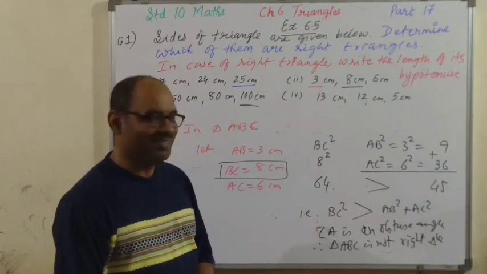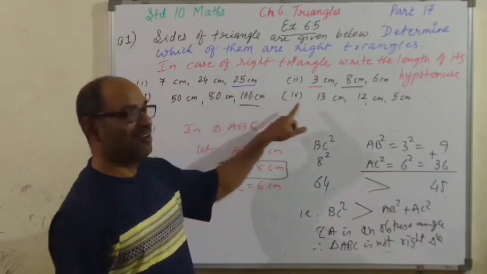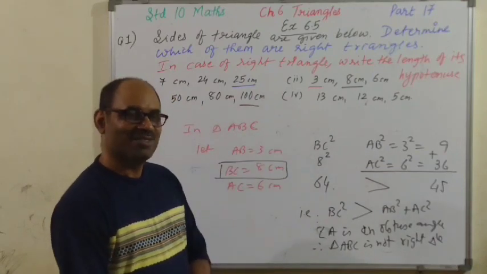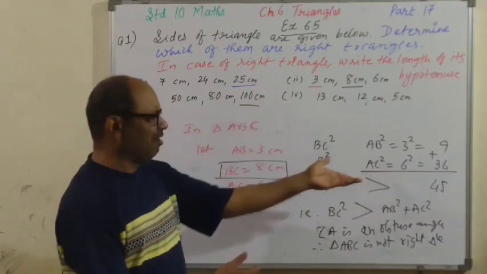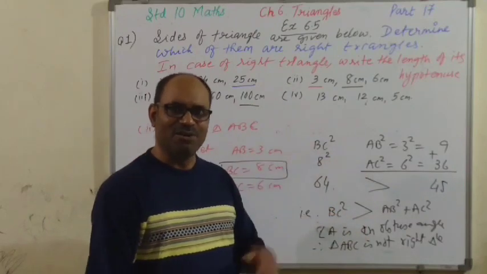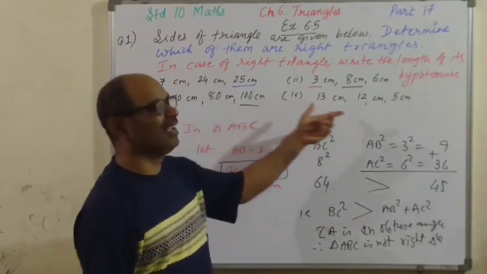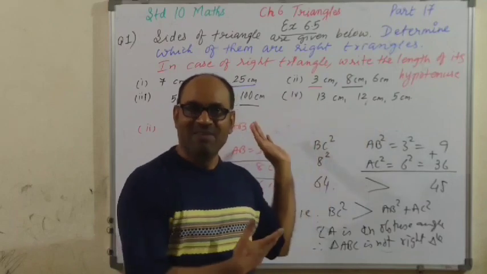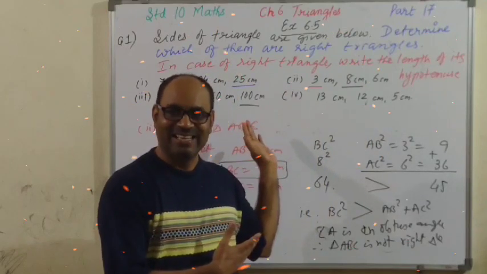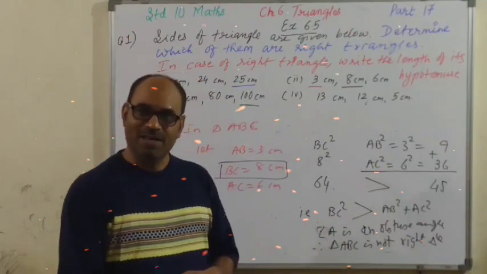I hope you understood. Third and fourth, do yourselves. Already I have done it. But now you can do it yourself. This is obtuse angle triangle and this is right triangle. We didn't have any example of acute angle triangle. Okay? I hope you have understood.